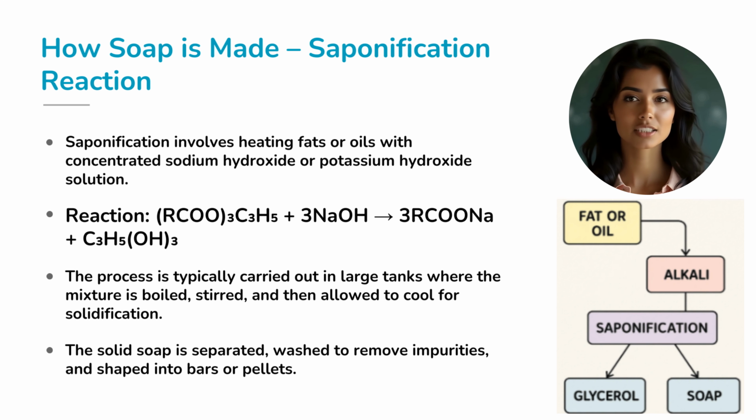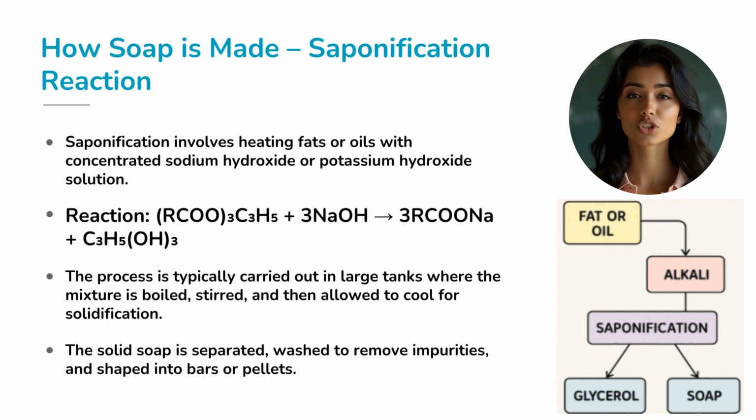If you want a concrete example, one molecule of tristearine, written as C57H110O6, reacts with 3 molecules of sodium hydroxide to form 3 molecules of sodium stearate, C17H35COONa, and 1 molecule of glycerol, C3H8O3. Once this reaction is complete, the soap solidifies upon cooling. It's separated, washed to remove leftover alkali, and then cut into bars or molded into pellets for commercial use.